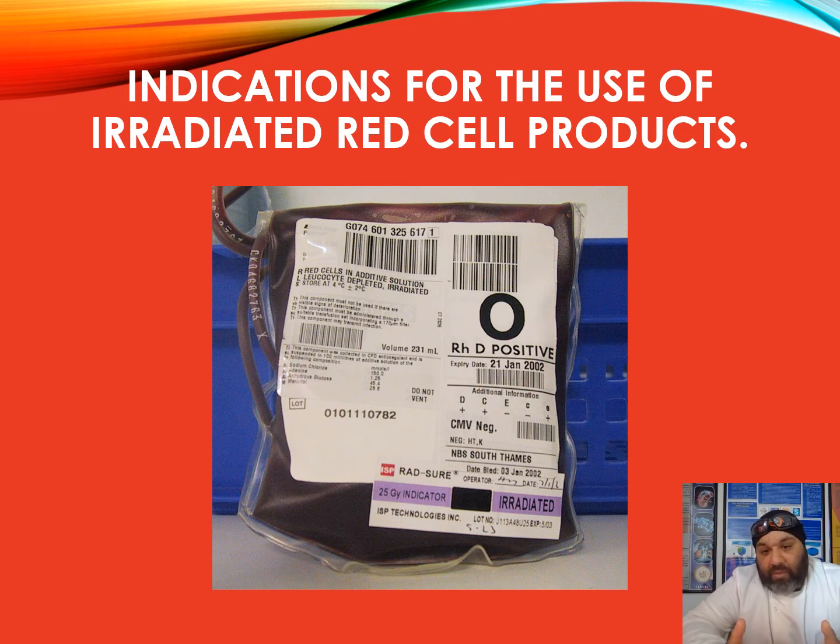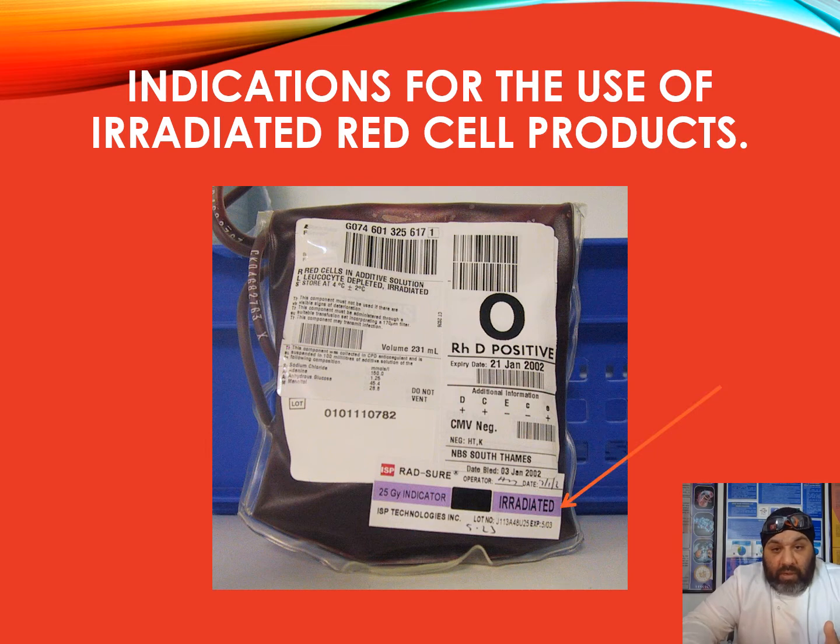There is additional information relating to the rhesus groups, and this blood group is irradiated. It says leukocyte depleted, so it's leukodepleted, it's irradiated, it's CMV negative. Generally this blood group can be issued to pretty much anyone.